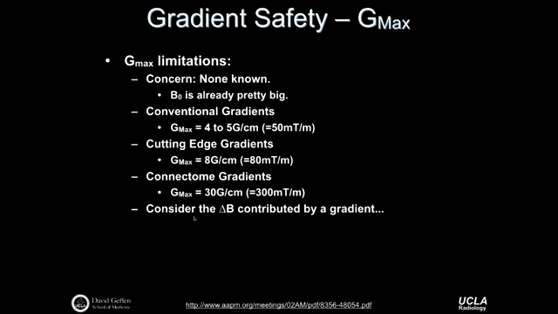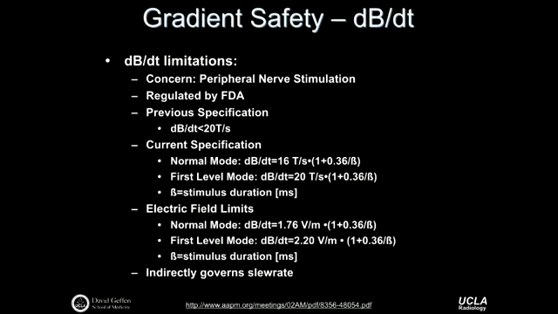But the bottom line is that the delta B contributed by a gradient is pretty small. You can calculate it. I told you already, it's on the order of milliteslas. So the gradient maximum isn't really a big deal. What matters more is what's called the dB/dt, the magnetic field changing per unit time. Now, this is not the units of the gradient, right? But it's related to that, and I'll tell you why as we go here.